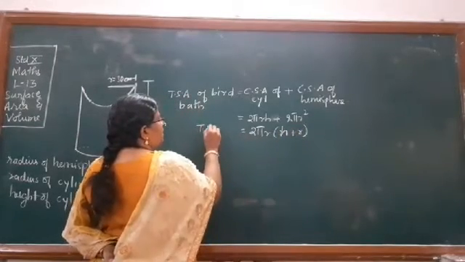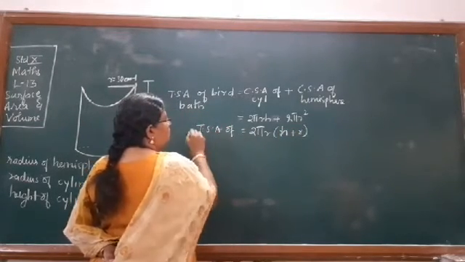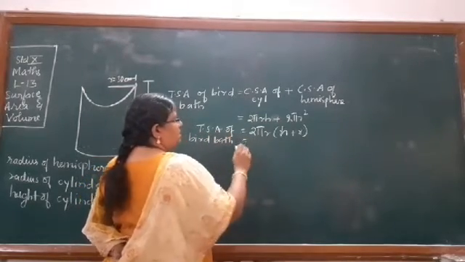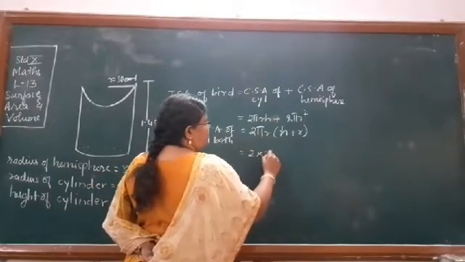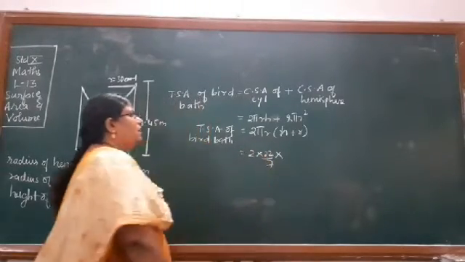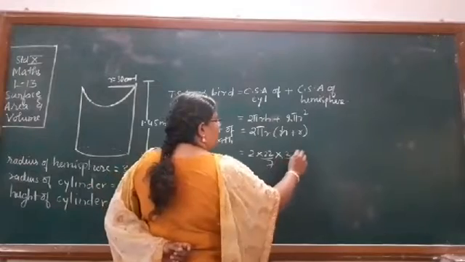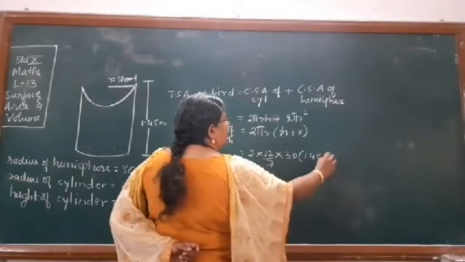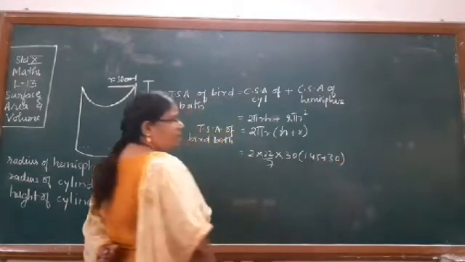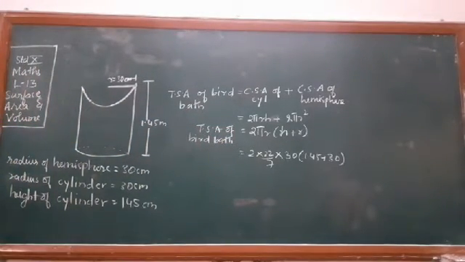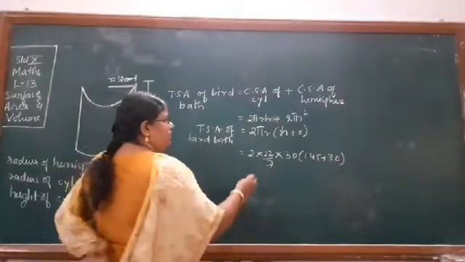So the TSA of the bird bath will have this formula, that is 2 into 22 by 7 into r, where r is the radius of the cylinder, 30 centimeter, into 145 plus 30. So you have the formula this way. Now just solve it and see what value you obtain.